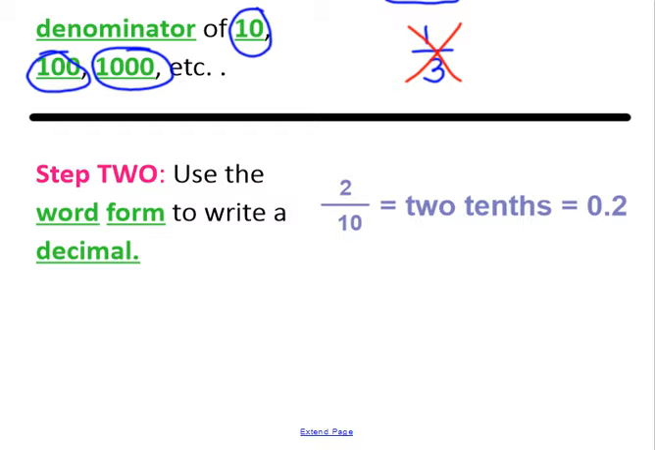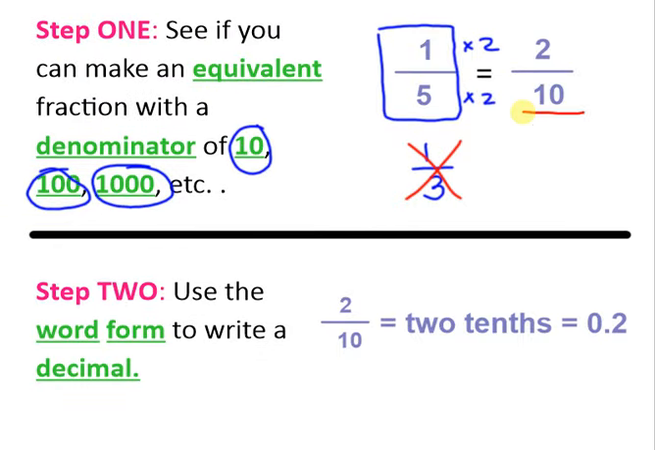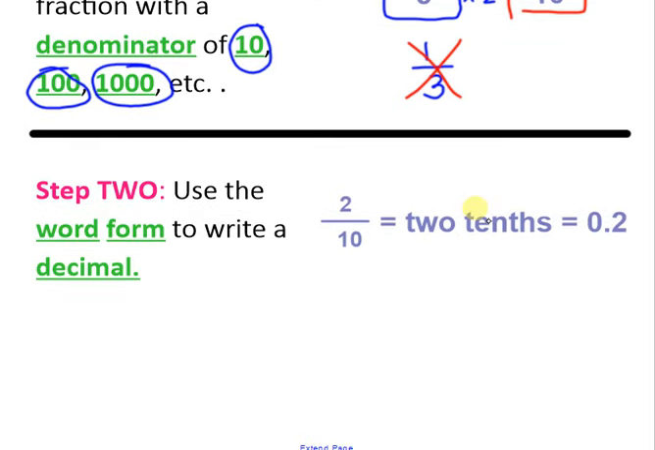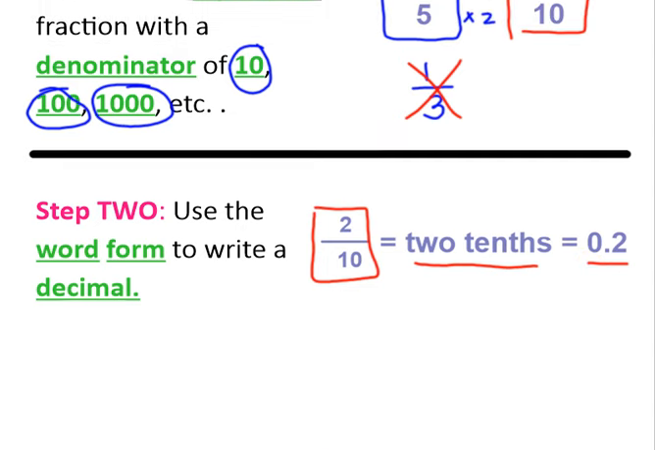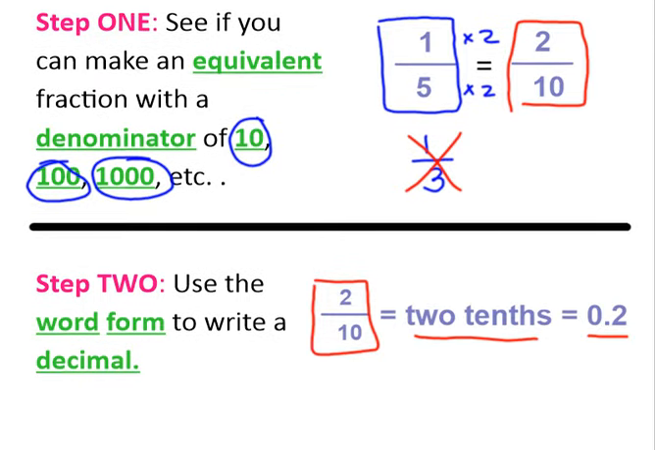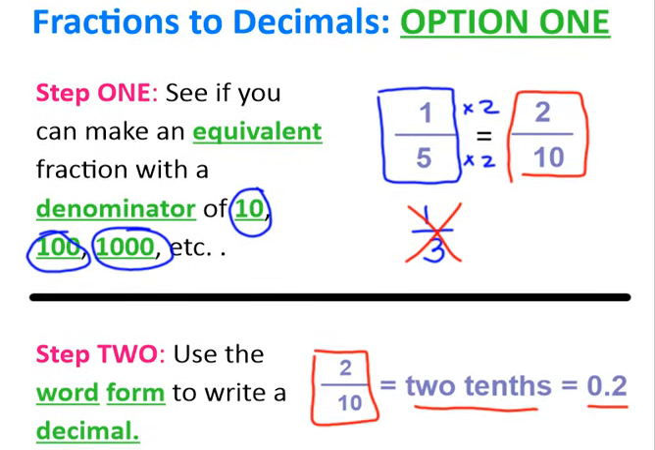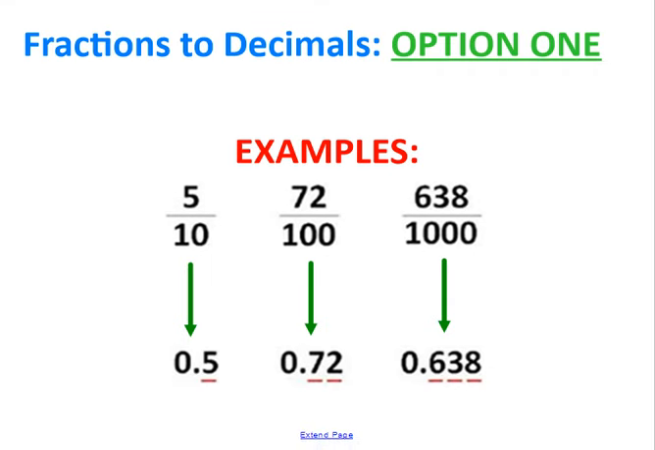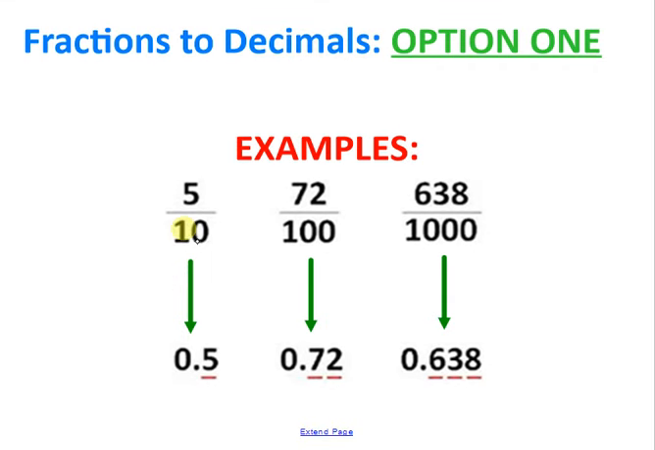Once you have your equivalent fraction, which is 2/10, what you do is put it into word form. How do you say this fraction? 2/10. Now, write it as a decimal. 2/10 is 0.2. And that's all there is to it. Again, remember with option number one, it will not work for every single fraction, so we'll move on to option number two. And this is just a little visual again of option number one.